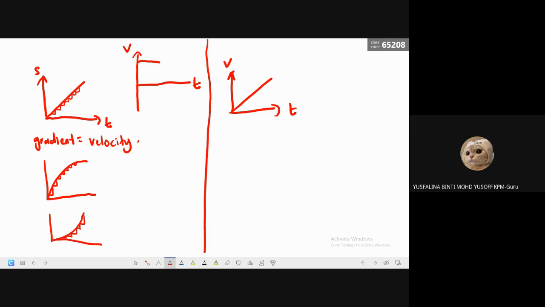What about velocity against time? For velocity against time, there are two things you can get. First, the gradient is equal to acceleration. And the area under the graph represents the displacement. This is the area under the graph. Usually it's a triangle, but it can be a rectangle or trapezium or something. Then you just find the area under the graph and you get the displacement.